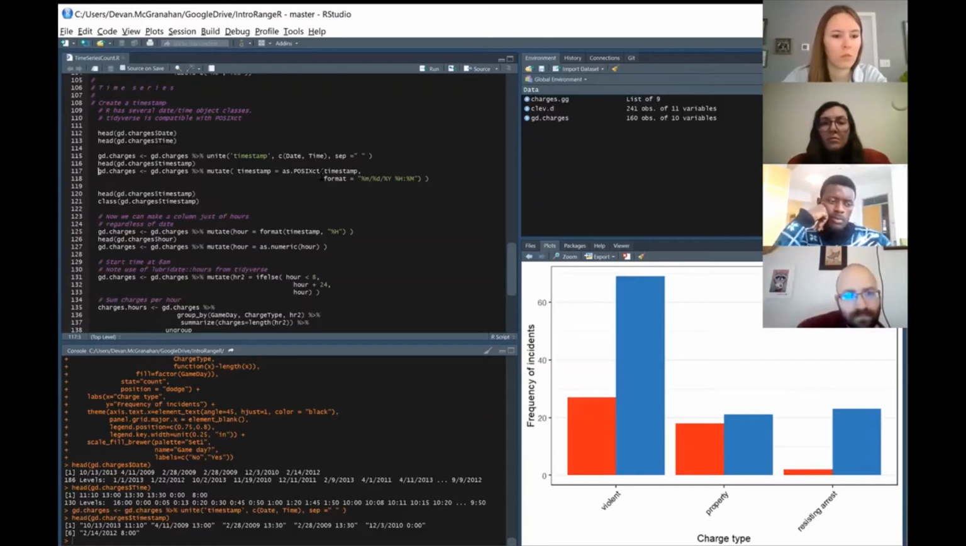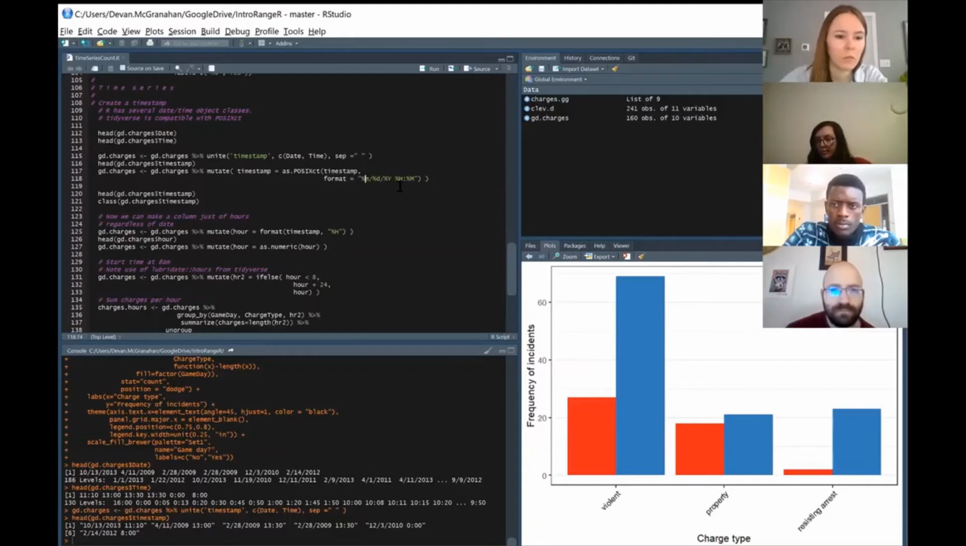And the key here is we have to tell it the format that it is in currently, not the format that we want. You can see in here some weird characters, so it has to be included in the quote marks, and each little subset of information needs to be preceded by a percentage sign. I don't know why, but that's just the way it is.